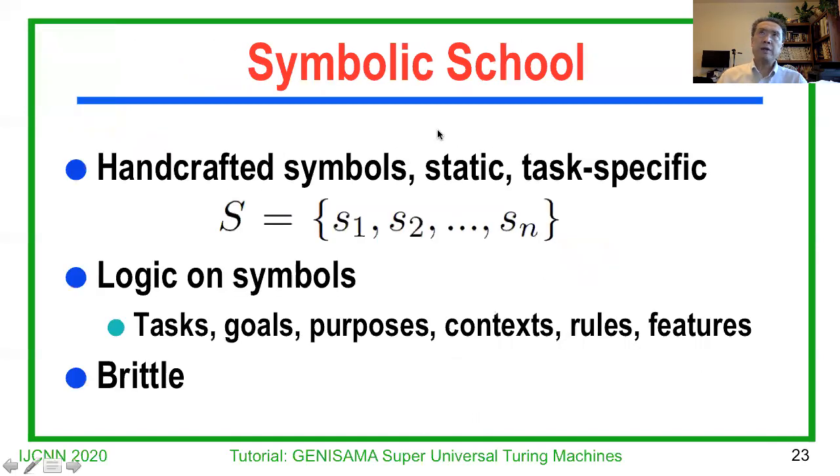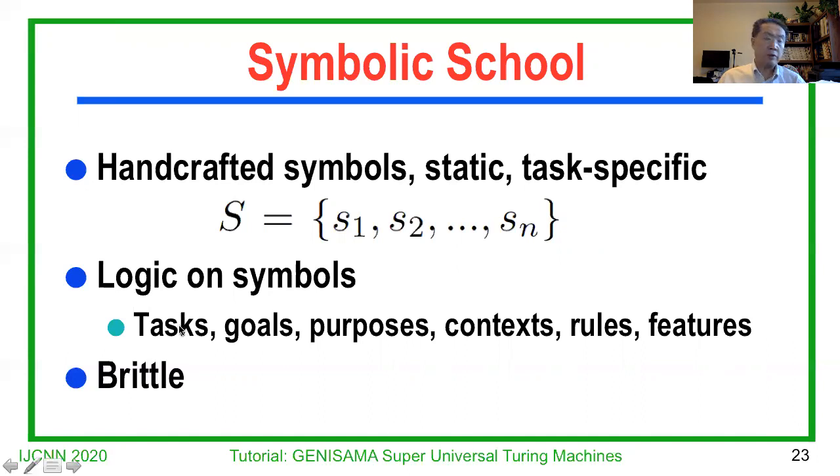So by definition, in the Symbolic School, you handcraft symbols based on the task. There's a specific task. From the task, you have a set of concepts you need. Then we design the concepts that are static, right? Written as symbols, like S1, S2, and so on. And you define the set of symbols as S, and you only use that as a domain, like WordNet. WordNet is a little larger, but they have a bunch of words. Then you have logic on the symbols, all right?